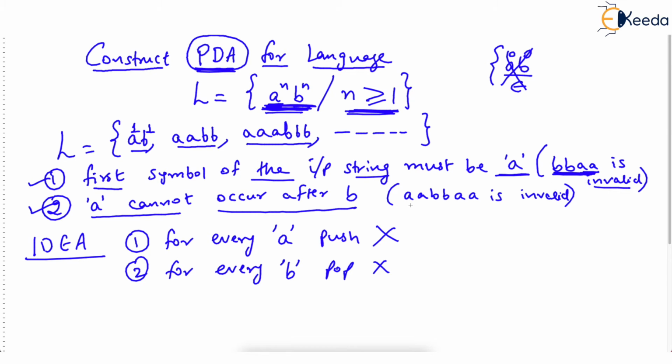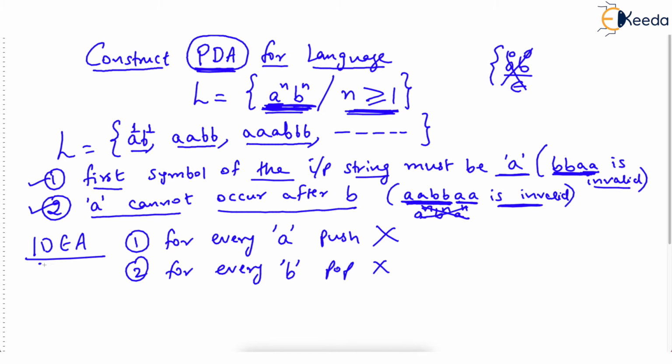Also, the second observation is that a cannot occur after b. Imagine you have a string double a, double b, and then again double a. Although the string is valid up to this point, 2a followed by 2b, you can't have a again, because we don't have strings of the form a raised to n, b raised to n, a raised to n. This is not the rule asked. So this is also invalid. That means a should appear in the front, b should appear at the end, the number of a's should be equal to the number of b's, and a cannot occur after b.